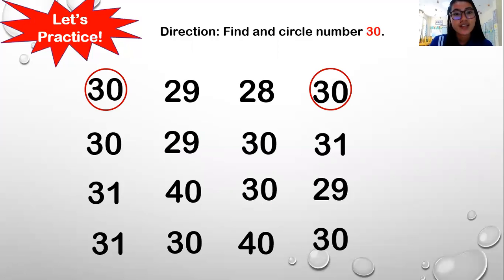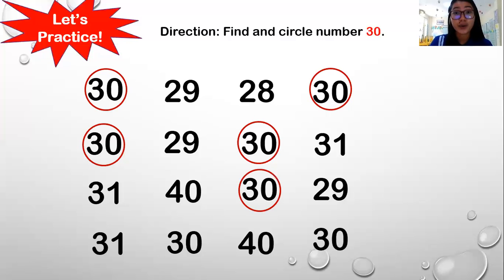Okay, great. Third row, there is only one 30. So let's circle that one. Great. And the last row, we have two 30s. So let's circle 1 and 2. Okay, great. So these are number 30.